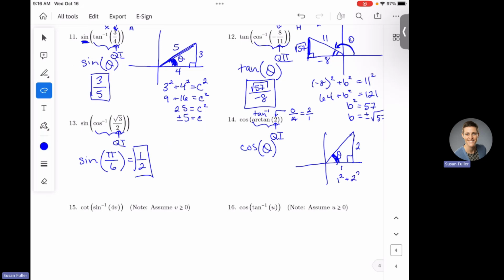1 squared plus 2 squared equals c squared, which means that 1 plus 4 is c squared, and this c squared is 5, which means c is going to be plus or minus the square root of 5. And it's positive because it's a hypotenuse, which means this is the positive square root of 5. So what's the cosine of theta? What's the answer to this problem? It's the adjacent side of 1 over the hypotenuse of root 5.